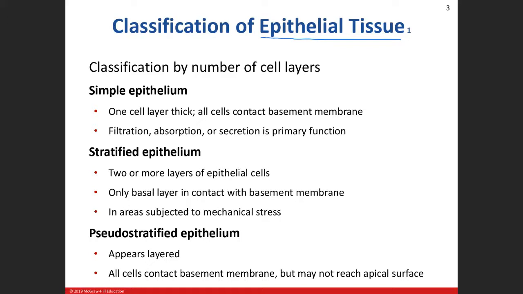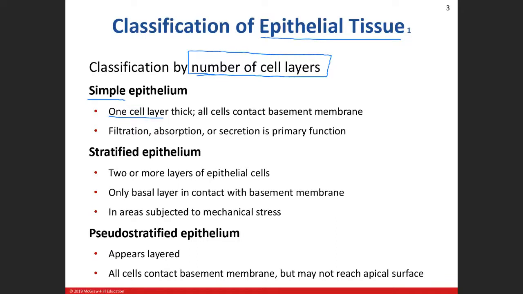So let's start off with this. Simple. When I say simple, whatever follows doesn't matter at this point. If I say simple squamous epithelium, simple columnar, doesn't matter. Simple means one layer, one cell layer. So the first way that we're going to classify epithelial tissue is by the number of cell layers. If we say something is simple whatever, that means it's one cell layer thick. That's it.